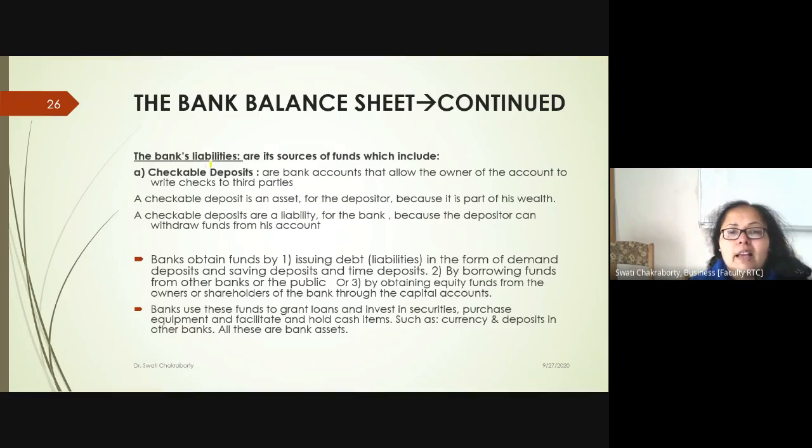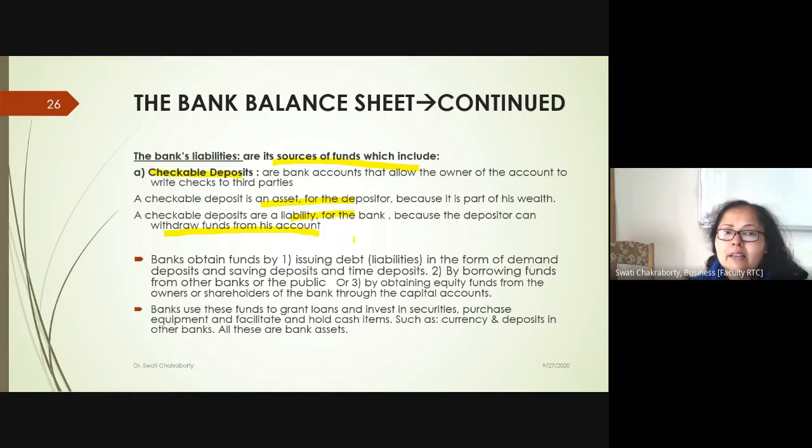When we talk of banks' liabilities, as we said, these are its sources of funds. What do we include here? First comes checkable deposits, which are bank accounts that allow the owner of the account to write checks to third parties, right? A checkable deposit is an asset for the depositor, because it's part of his wealth, but it's a liability for the bank because the depositor can withdraw funds at any point of time from his account, right?